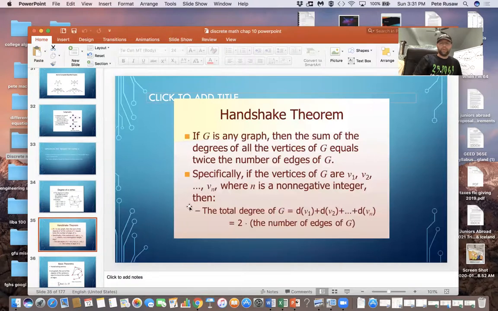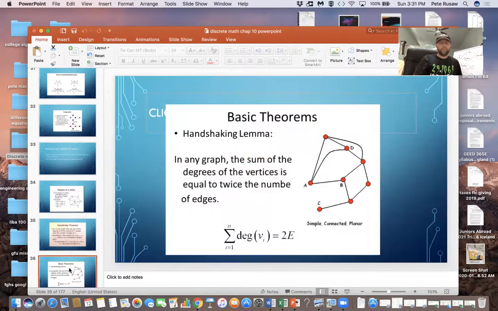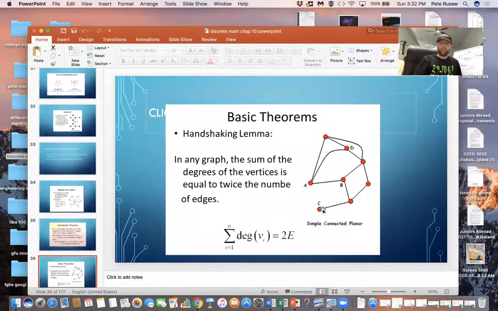This is important. If we have a graph, the sum of the degrees of the vertices is twice the number of edges, which if you look at a picture, makes a lot of sense because every edge in a graph, like this edge right here, contributes 2 to the degree. This edge right here contributes 1 to the degree at C, and then 1 to the degree at this vertex. So all you got to do to find the degree of a graph is to count your edges and then multiply by 2. It's called the handshake theorem.